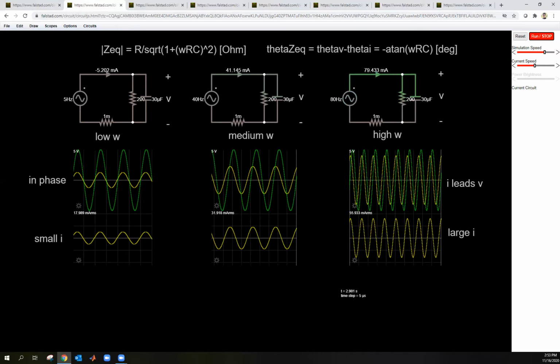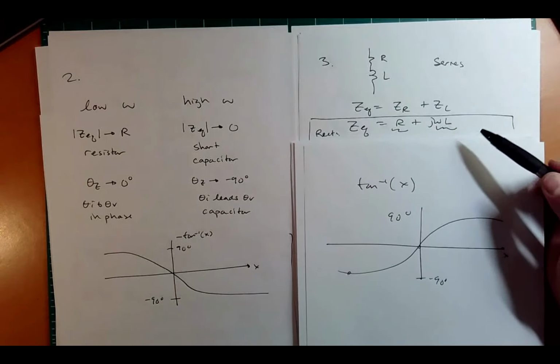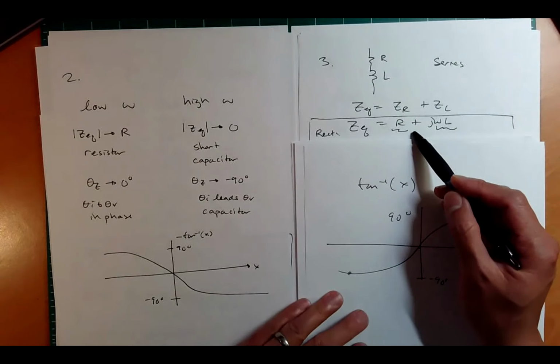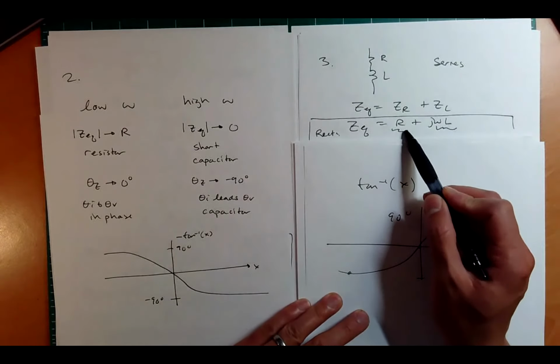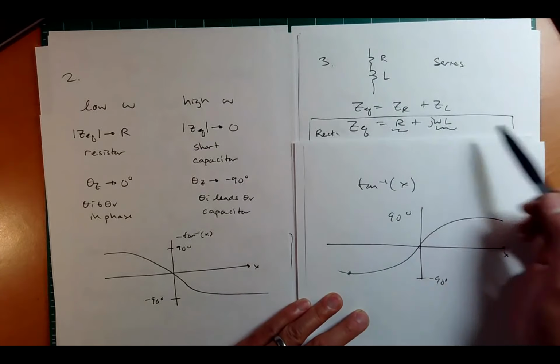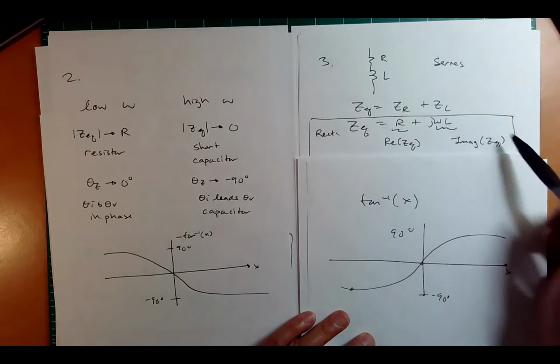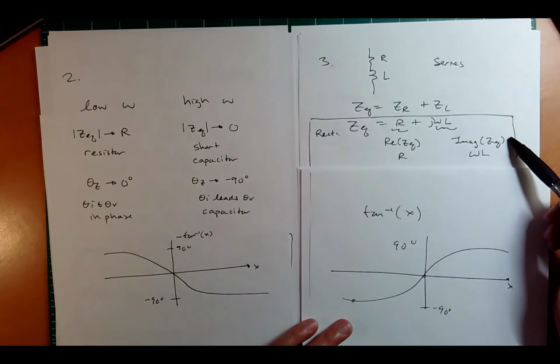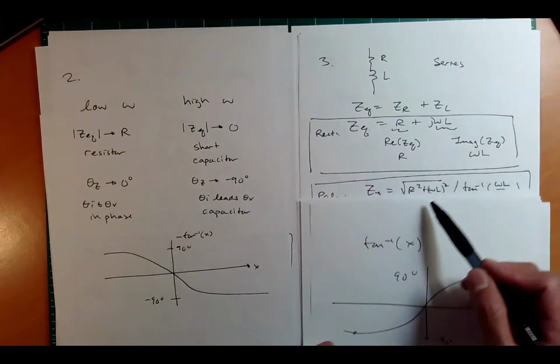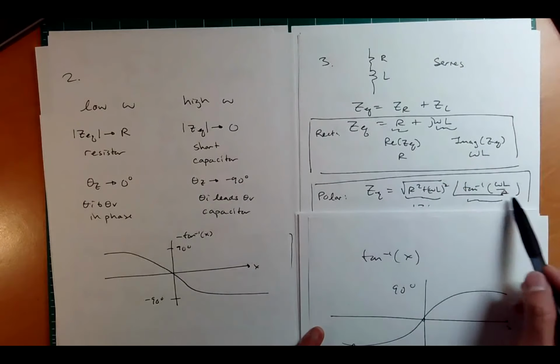Okay, so let's go to an inductor and a resistor in series. And again, you just add them up, but this time you're going to use j omega L for the inductor. And when we add these up, this is probably the easiest one because you're already in rectangular form, no tricks, no divide by anything, right? So that's the real part, and this is the imaginary part, just the omega L. Fantastic. What about the polar form? Well, Pythagorean theorem and inverse tangent of omega L over R.